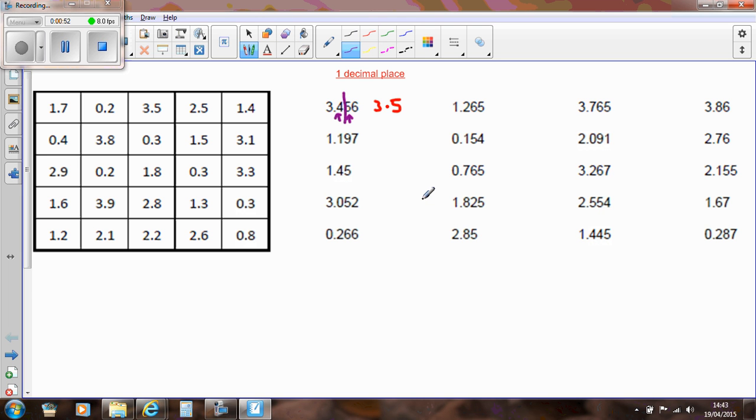Another one, if we have a look at this one. So we want it to 1 decimal place, so we need to put the line where we want it to cut off. We need to have a look at the next number, and the next number is above 5, which means that this one here has to go up 1. So the answer is going to be 0.3.